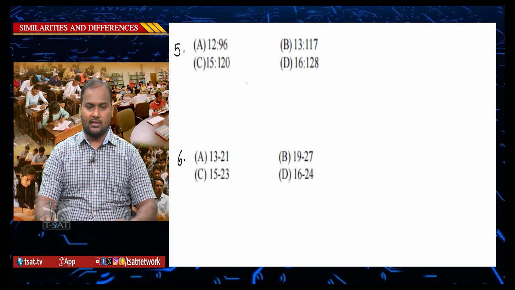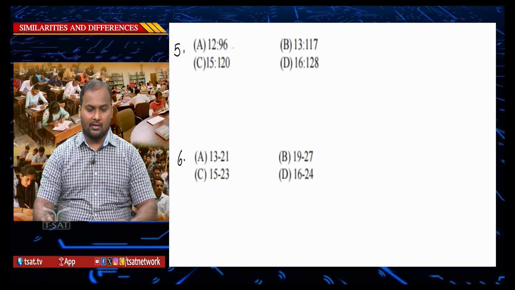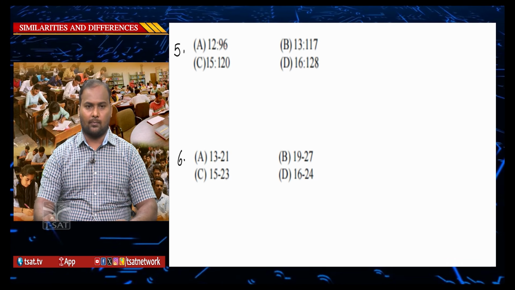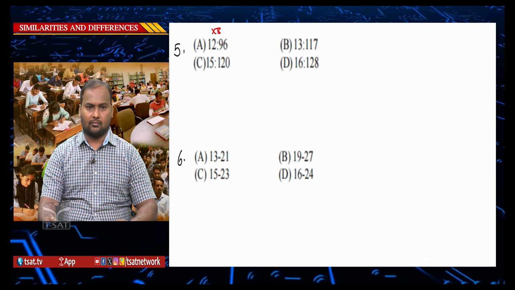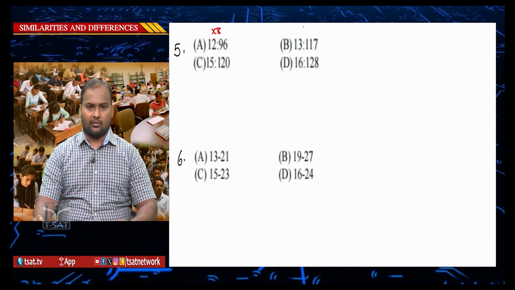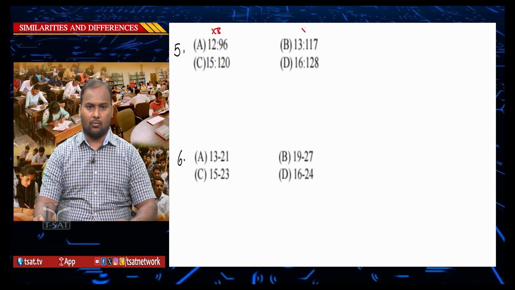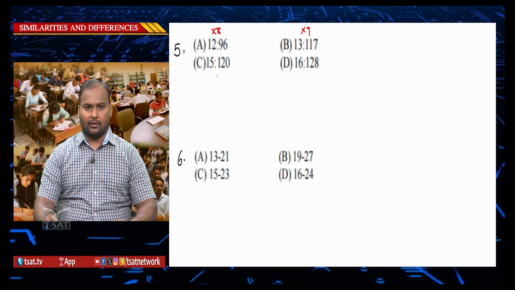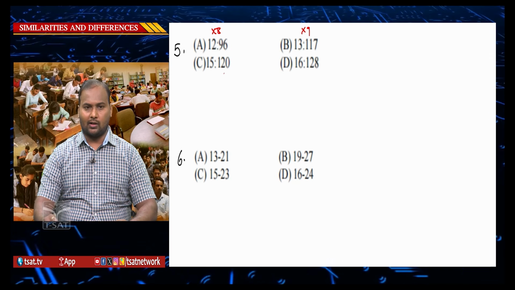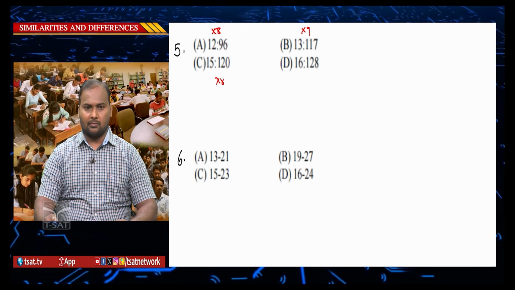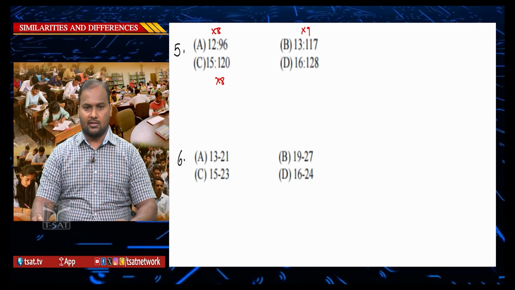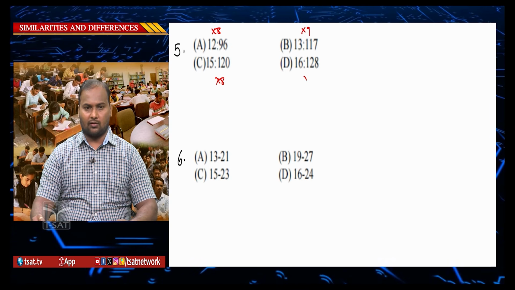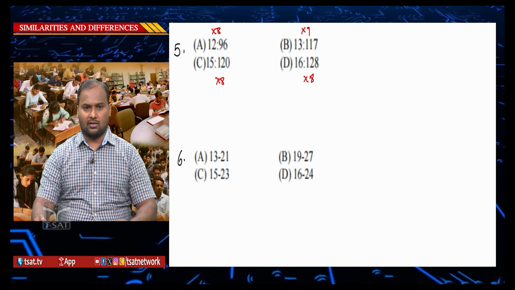But I can say this 96 is the multiple of 12. The logic here is 96 is the multiple of 12. So how many times? 8 times directly. 13 117. Again 117 is the multiple of 13. How many times? 9 times. Now come to 15 120. Again 120 is the multiple of 15. How many times? 8 times. In the same way 128 is the multiple of 16. How many times? 8 times. So your answer is option B.